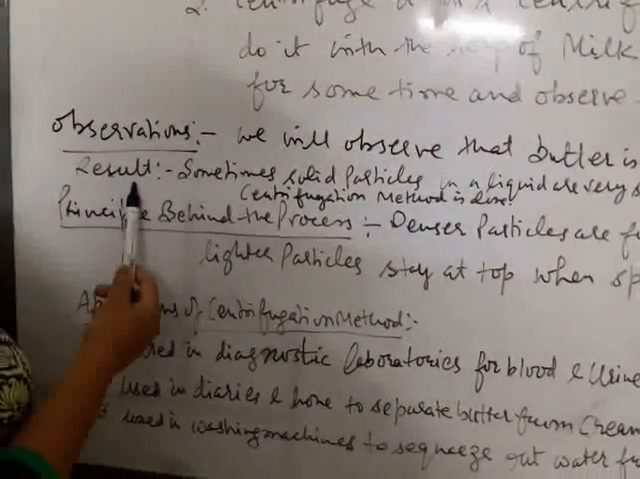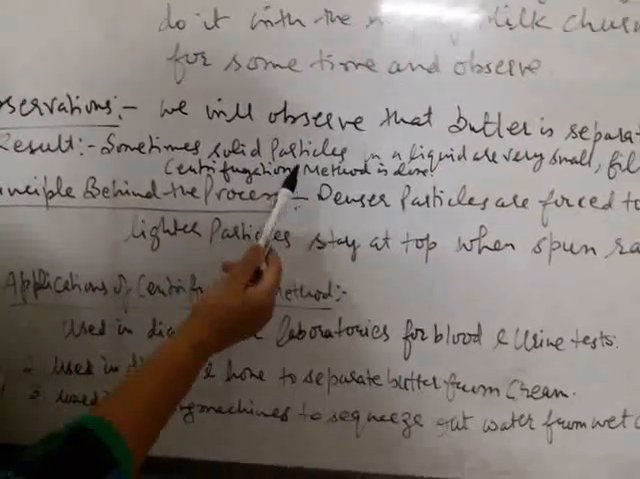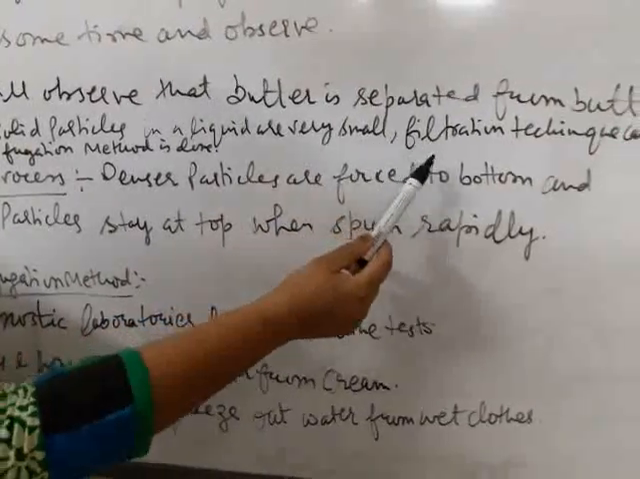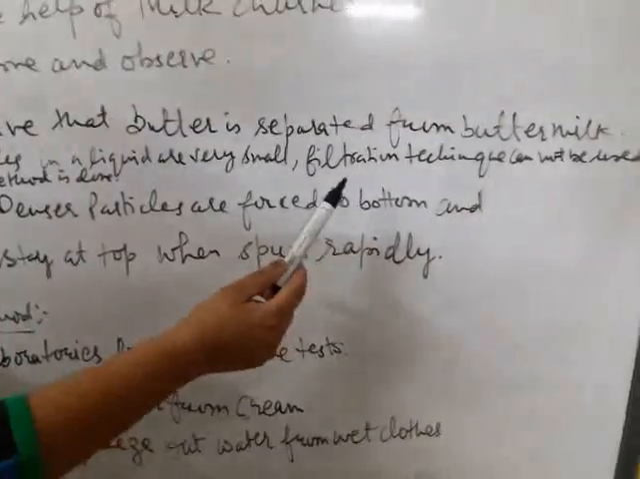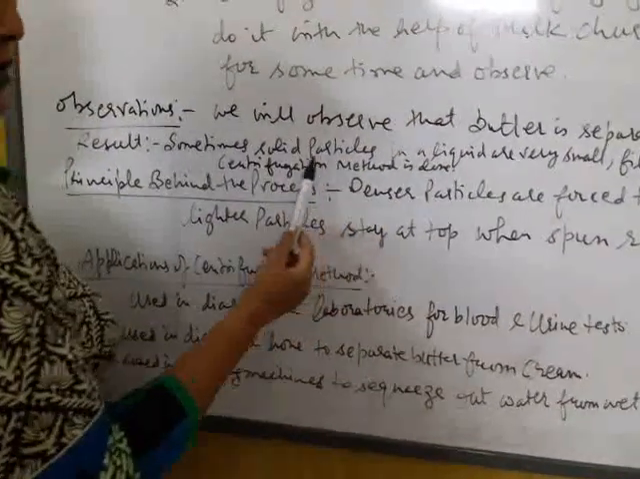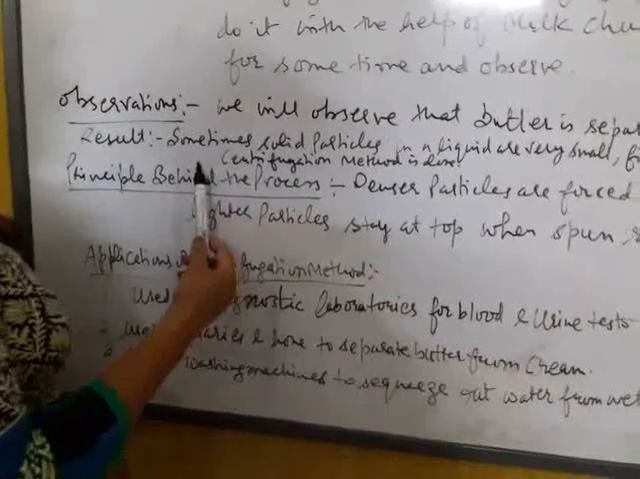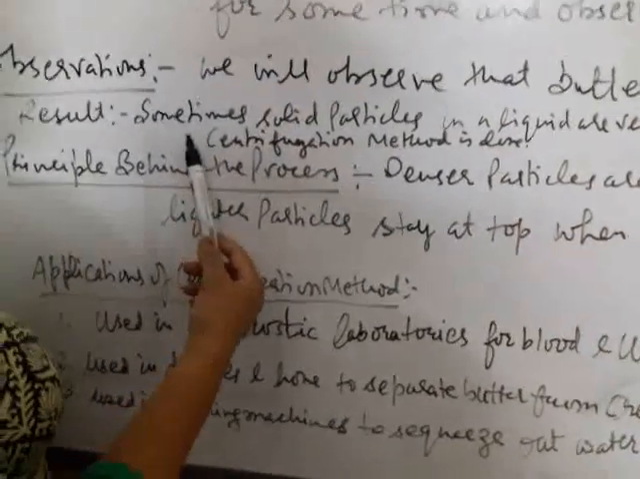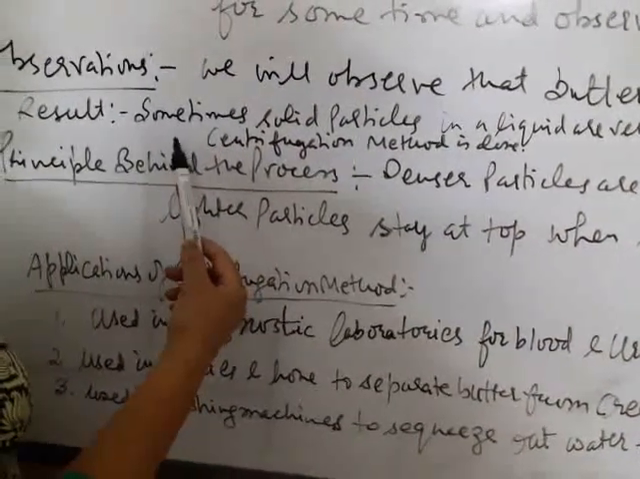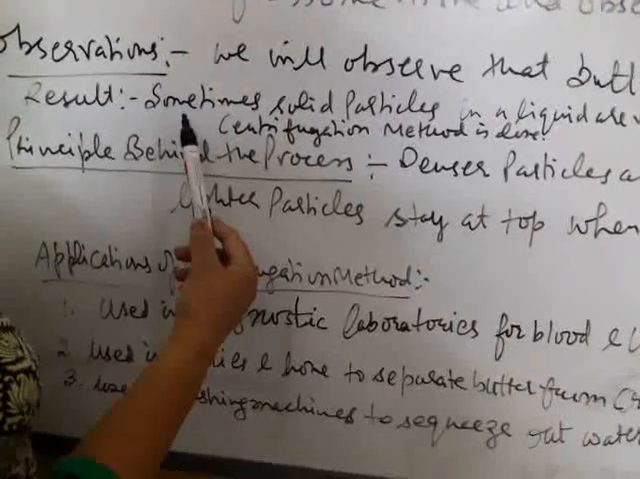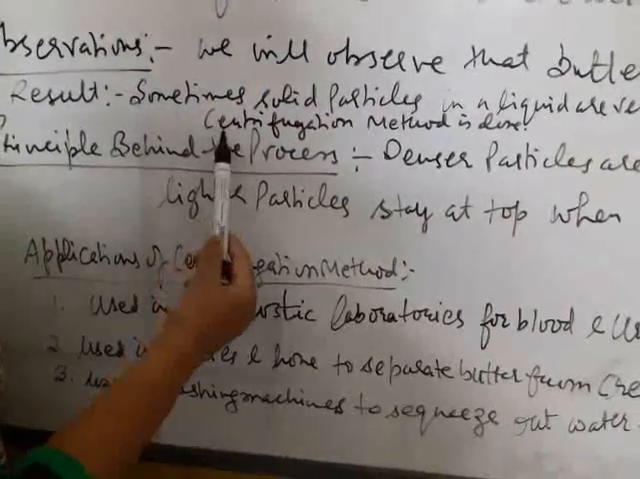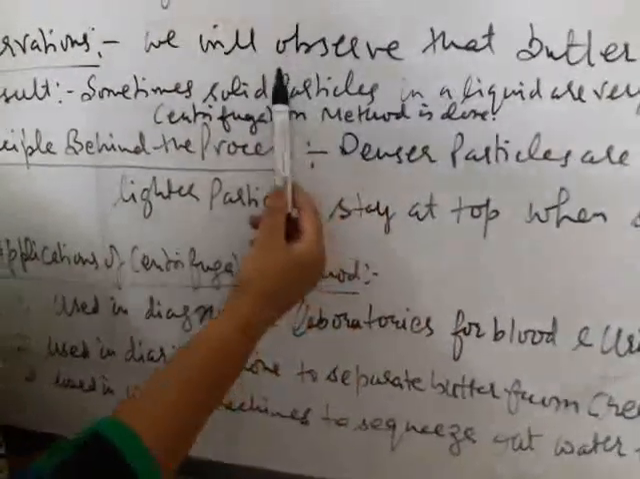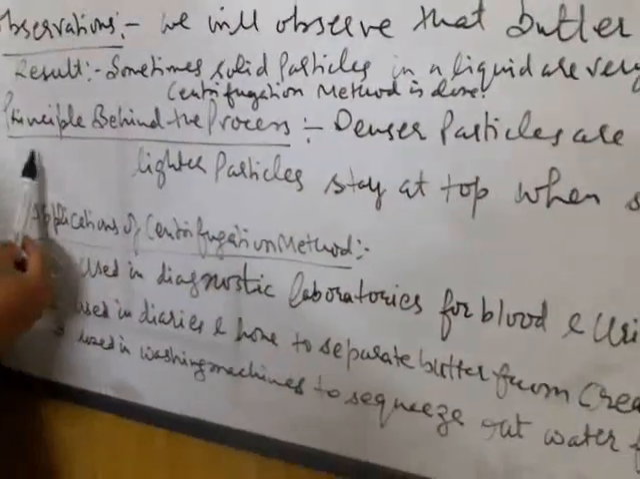What is the reason behind it? Sometimes solid particles in a liquid are very small. The filtration technique cannot be used. That I have told you earlier also. Milk is a colloidal solution, and its solute particles are very small. They pass through the filter paper. So we use the centrifugation method to separate butter from buttermilk.